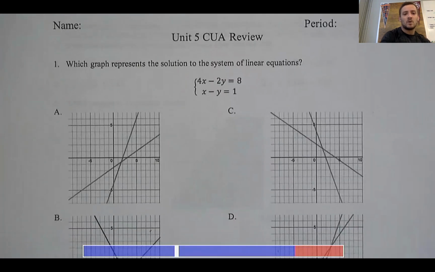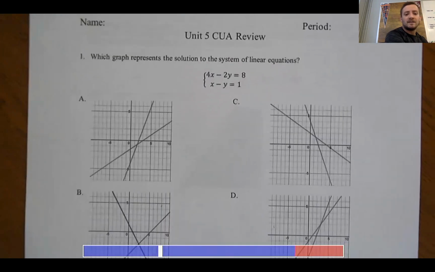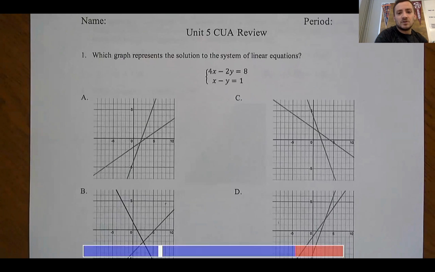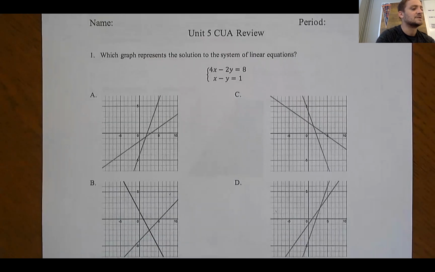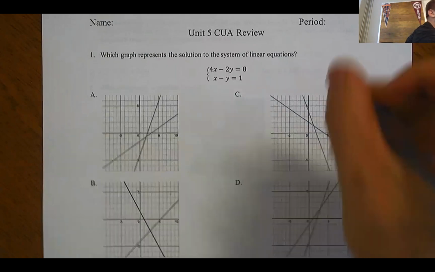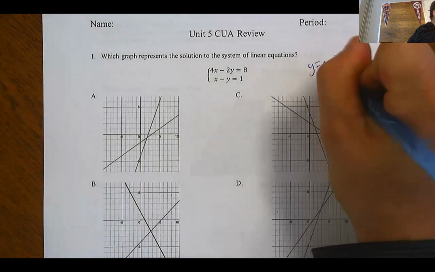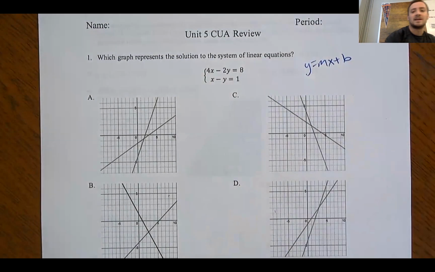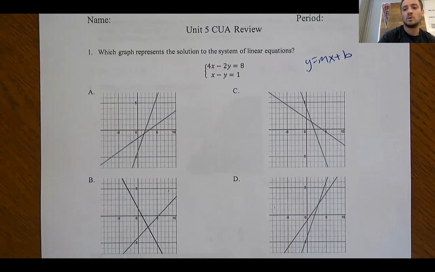All right, so question number 1 says, which of these graphs represents the solution to this system of linear equations? Okay, so first of all, since it's giving me my answer choices as graphs, it's a good idea to graph these equations. Remember, in order to graph equations, you need to be able to put them into slope-intercept form, which is y equals mx plus b. So we need to get both of these equations such that their y is isolated.